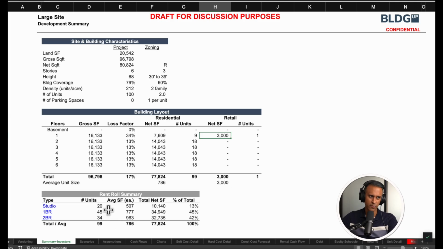Some other projects that we see are a little bit heavier in studios in our market. One bedrooms, in terms of number of units, this is pretty reasonable. So this mix was good for us. The average unit sizes for all of them were good. Overall, the building, the way it's set up, and when we start to run this through a pro forma, this makes sense. So 99 units, that's a very peculiar number.